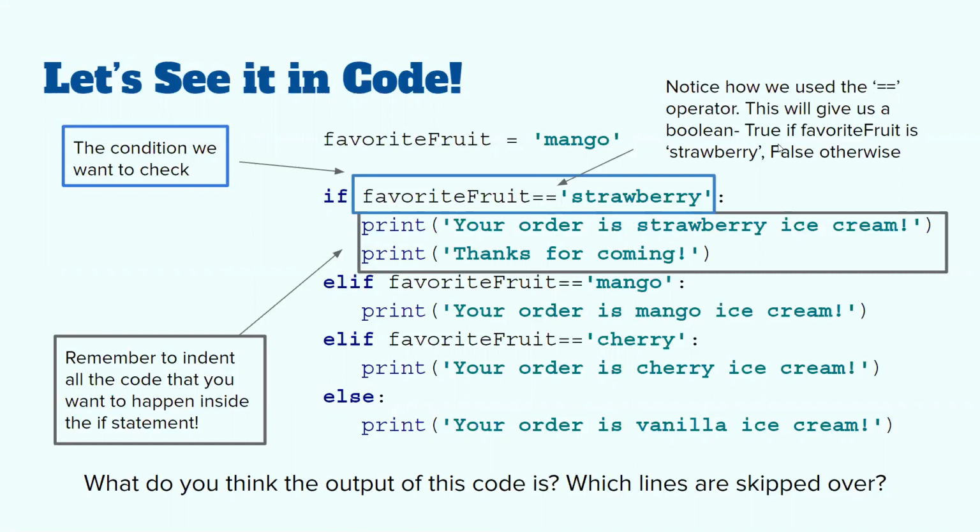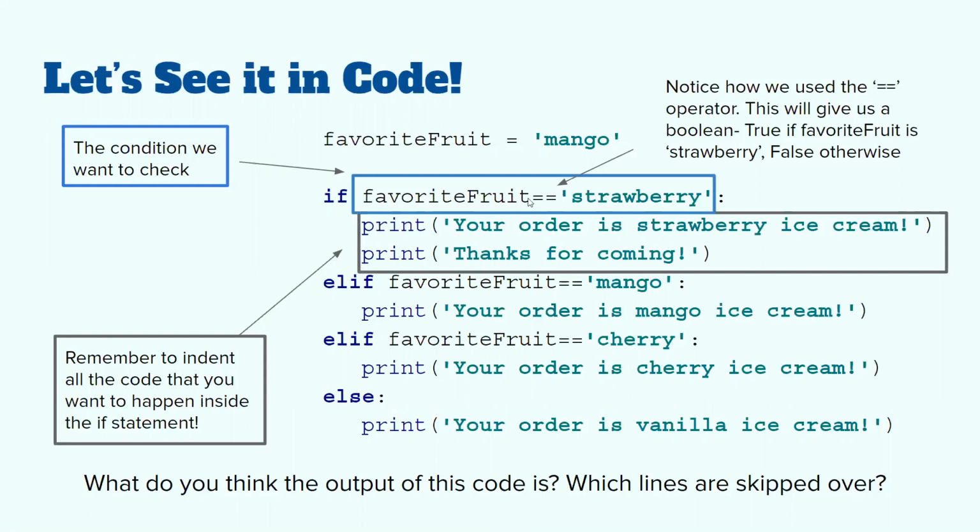So the equals equals makes it so that whatever is inside the if statement returns a Boolean, right? We can't just have like if favorite fruit. It doesn't make sense. You have to check if it's like equal to something or not equal, and so on. So remember to indent. You have to indent in order for the code to be considered part of the if statement. So if we go through this ladder here, we'll just trace through this code.